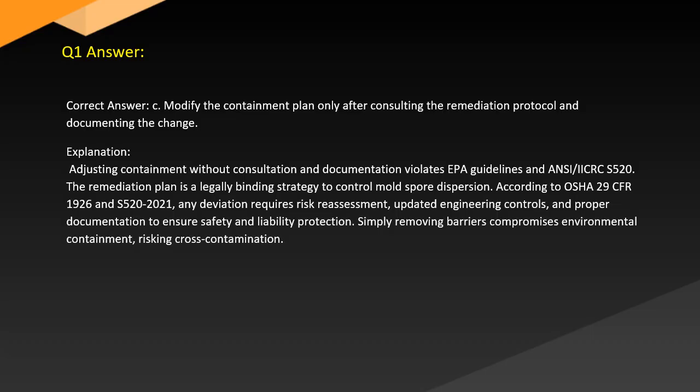Answer. Correct answer: C. Modify the containment plan only after consulting the remediation protocol and documenting the change. Explanation. Adjusting containment without consultation and documentation violates HVACR guidelines. The remediation plan is a legally binding strategy to control mold spore dispersion according to OSHA 29 CFR 1926 and the 2021 standard. Any deviation requires risk reassessment, updated engineering controls, and proper documentation to ensure safety and liability protection. Simply removing barriers compromises environmental containment, risking cross-contamination.